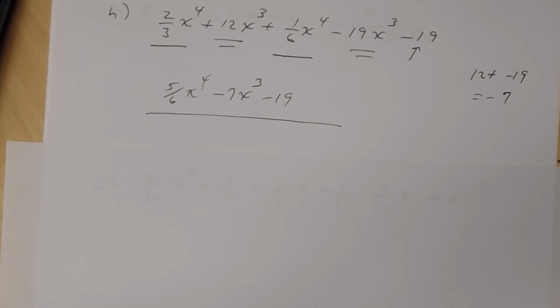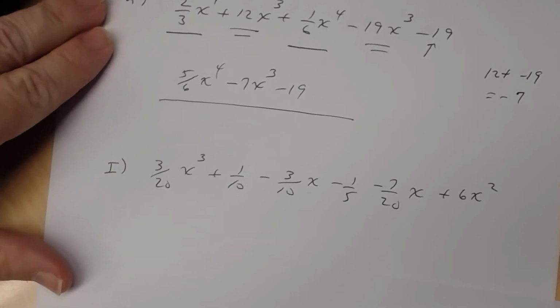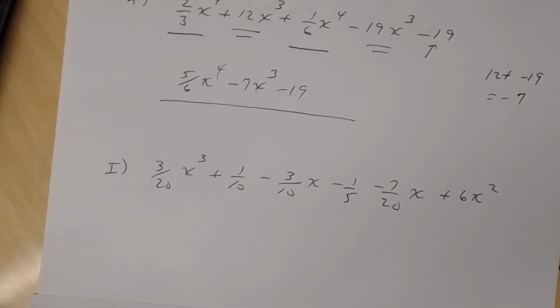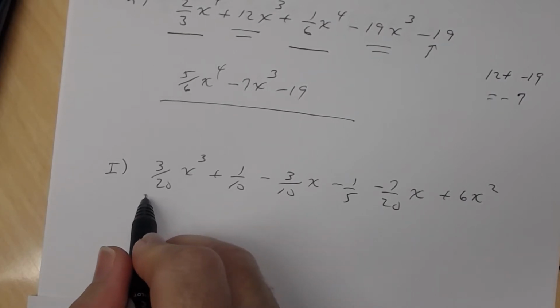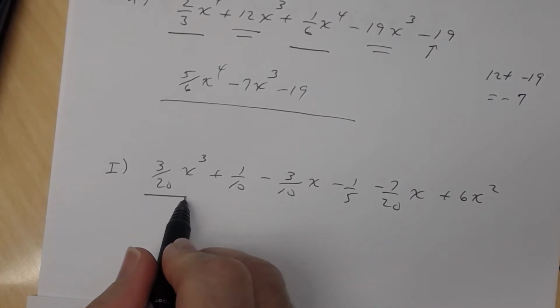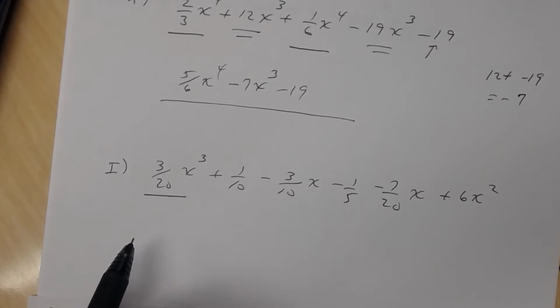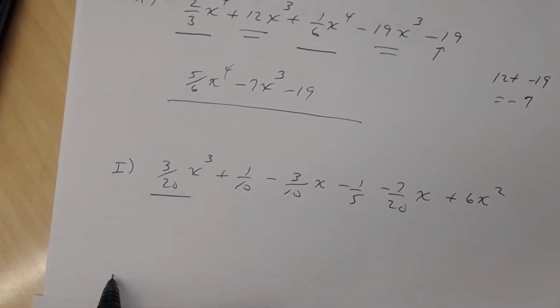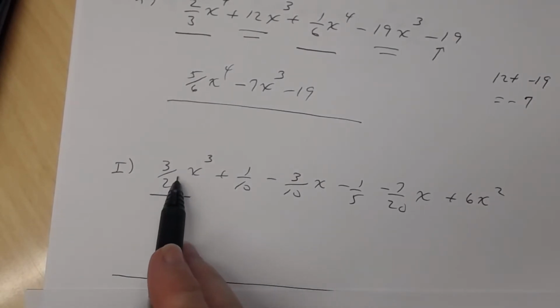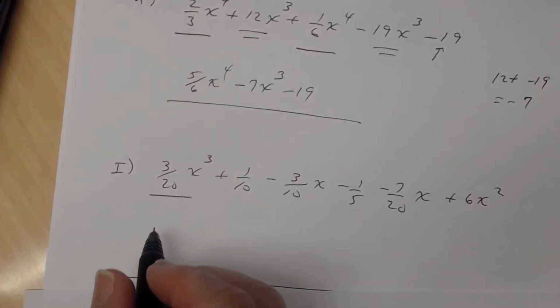Okay. Now let's look at letter I. All right, so again, I'm going to underline my like terms. So let's see, the largest is 3. So actually this term, there are no other like terms with it. Let me make sure I wrote this correctly. Yeah, okay. And so when I write the polynomial in descending order, I'm going to right away put 3/20 x cubed first.